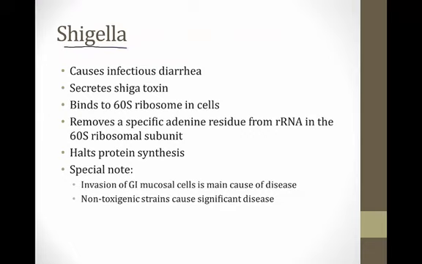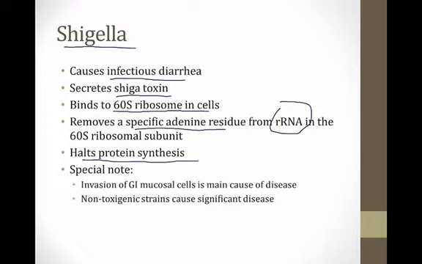Next, let's talk about Shigella. So Shigella secretes a toxin that interferes with protein synthesis, but it does so through a different mechanism than ADP ribosylation. Recall that Shigella causes infectious diarrhea, and it makes a toxin called shigatoxin. What shigatoxin does is it binds to the 60S ribosomal unit in cells to interfere with protein synthesis. When shigatoxin binds this unit, it removes a very specific adenine residue from the rRNA in the 60S subunit, and when it does this, it halts protein synthesis.